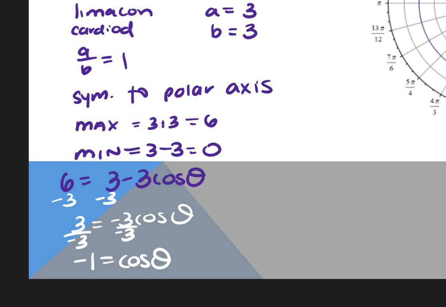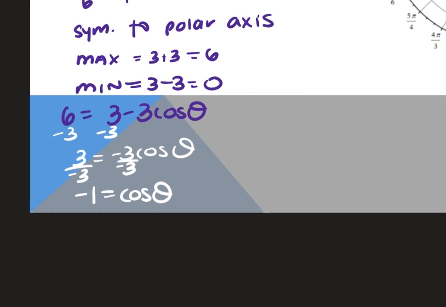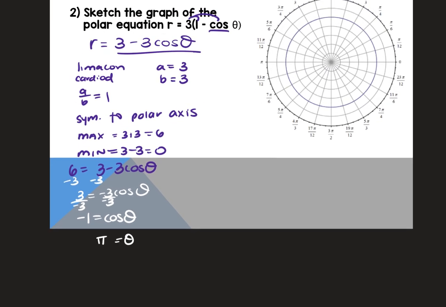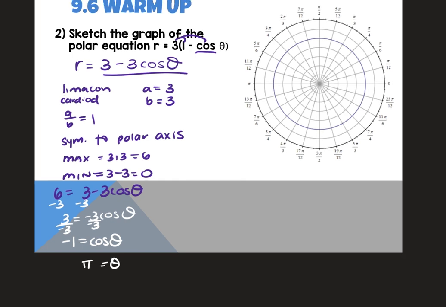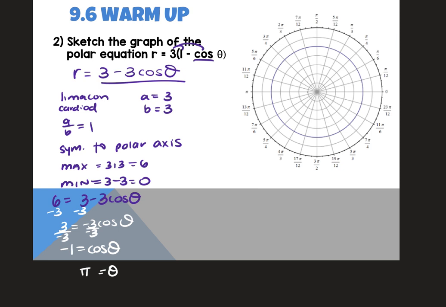And where is cosine negative 1? At pi. Good. Remember, unit circle's your friend. If it's not by now, you need to make it. So that tells me that on the side where pi is, which is on the left-hand side of my graph, my max is there, and my max is 6. So I will literally go to the 1, 2, 3, 4, 5, 6th ring, and I'm going to plot my point.